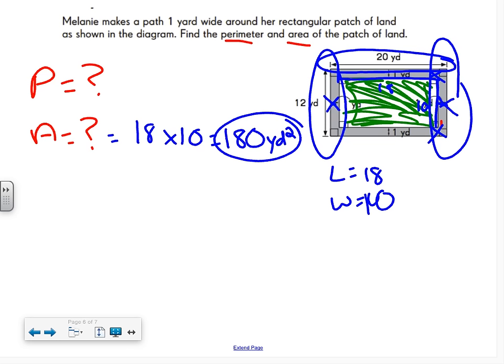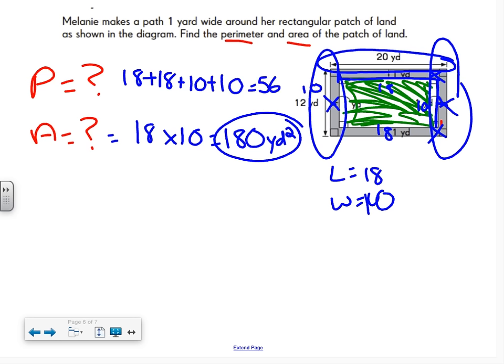Perimeter is when I add up all the sides. So if that side's 18, this side's 18, and then that side's 10. So my perimeter, I'm doing all my sides, 18 plus 10 plus 18 plus 10. If I add that together, I get 56.